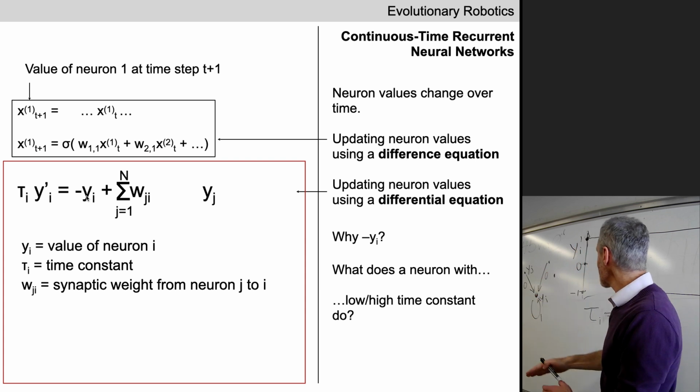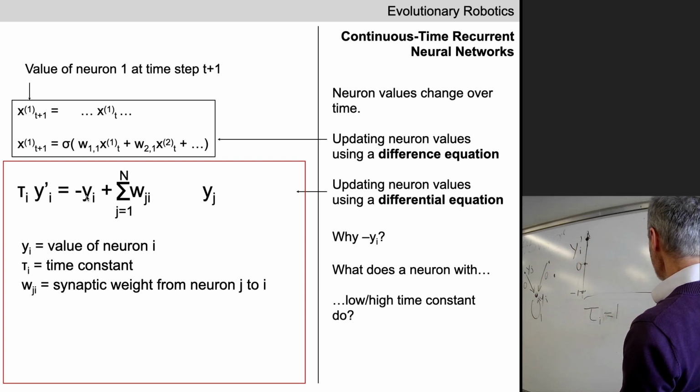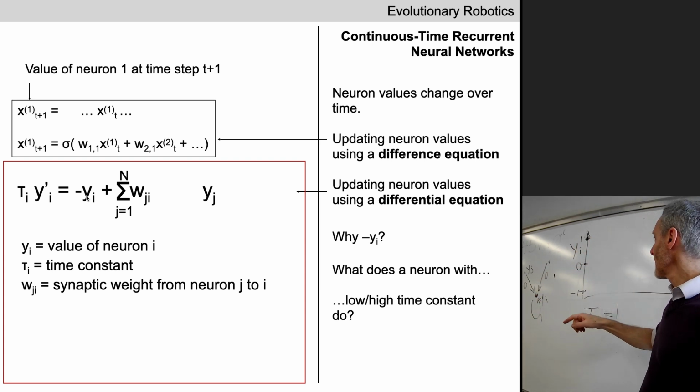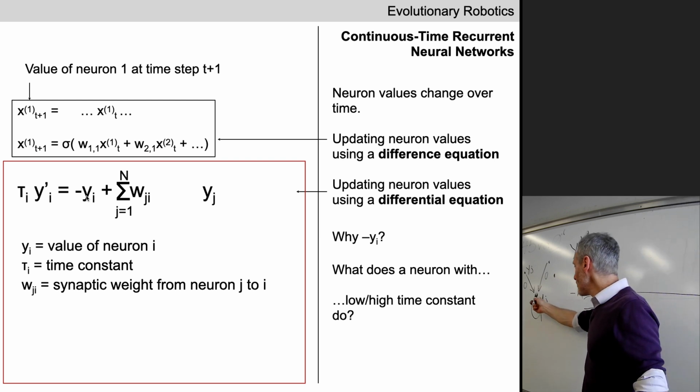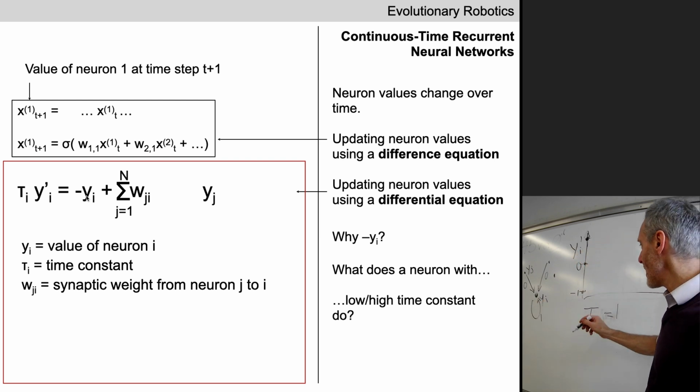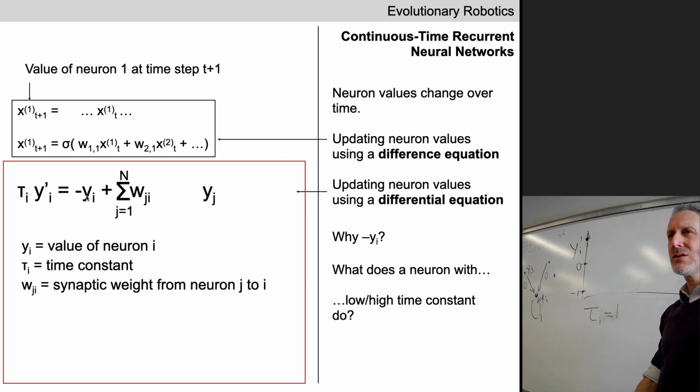Let's leave this ODE exactly as it is. Time constant of 1, only one of the 19 weights is set to 1. And now we're going to set the initial value of the neuron to -1. What's going to start happening now?